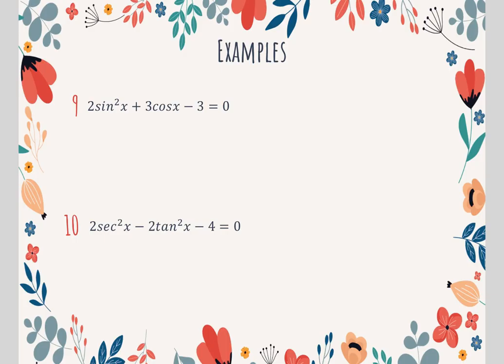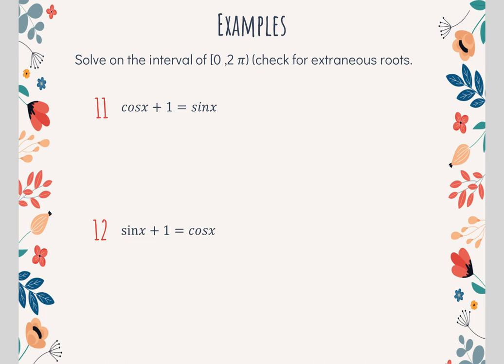Okay. Then we did these and we left off here. Directions say solve on the interval of 0 to 2 pi. Do you have to figure it out or no? Yeah, you're just going to have to write something else. All right, so again, it says solve on the interval, and then it says check for extraneous roots. So these you're definitely going to have to check.